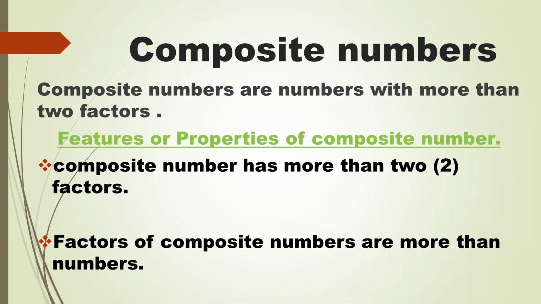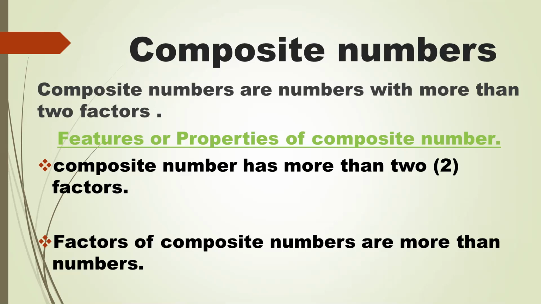Features or properties of composite numbers. Composite numbers have more than two factors. The factors of composite numbers are more than two numbers. So when you count the number of factors of a composite number, they are more than two, unlike prime numbers. Okay, so a composite number has more than two factors. Factors of composite numbers are more than two. Okay, good.